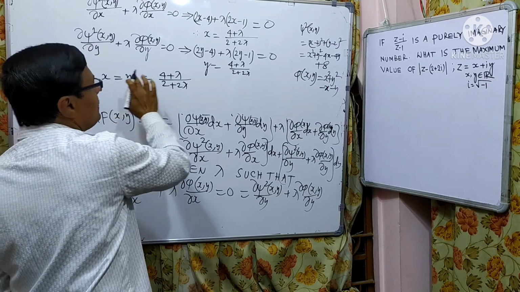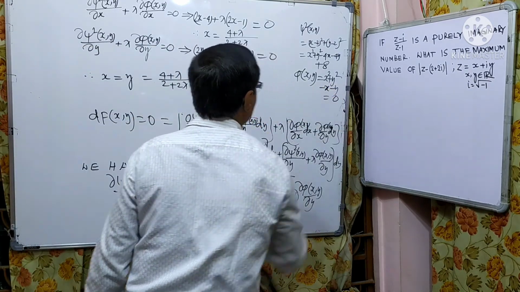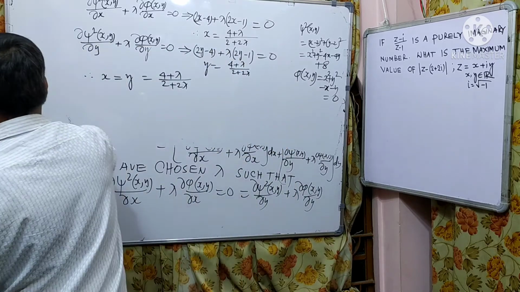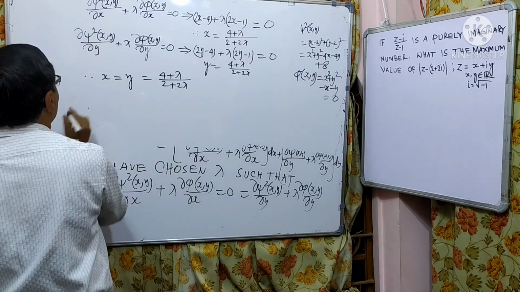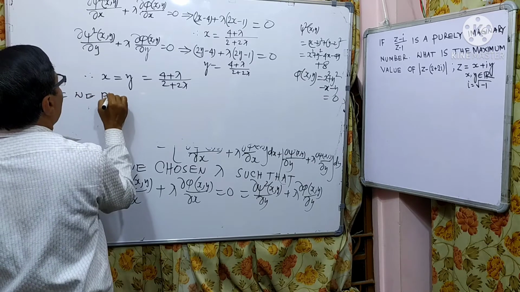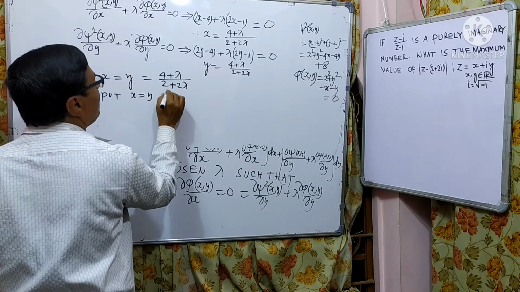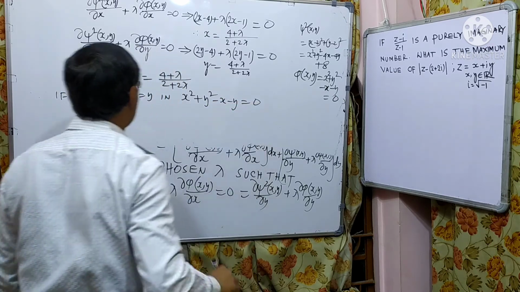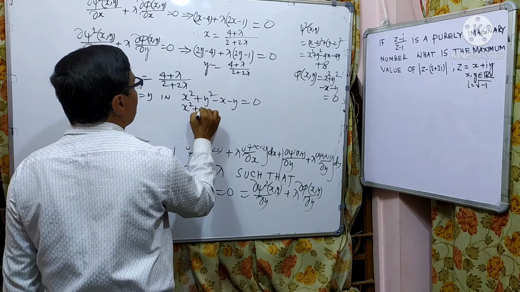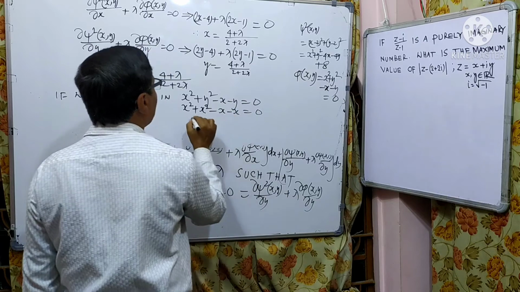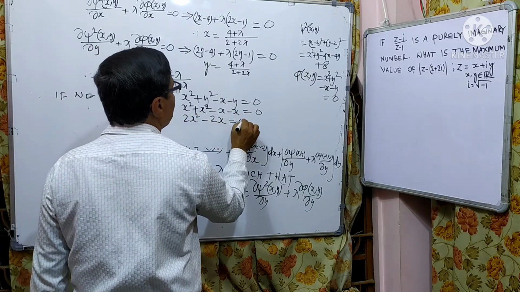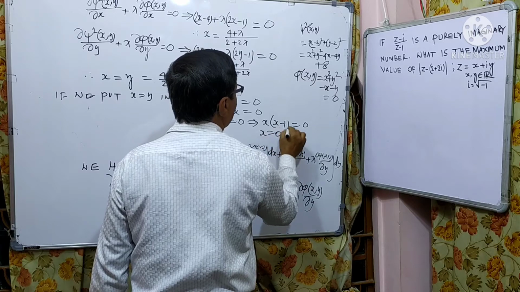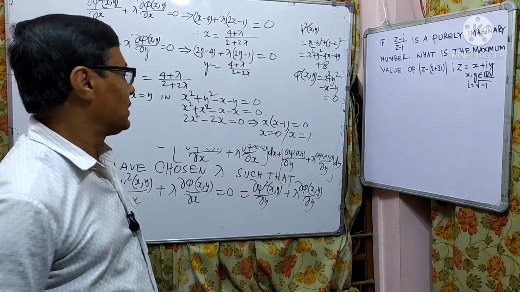Now if we put x equal to y in the equation x square plus y square minus x minus y equal to 0, we get x square plus x square minus x minus x equal to 0, that is 2x square minus 2x equal to 0, which implies x into x minus 1 equal to 0, that is x equal to 0 and x equal to 1.